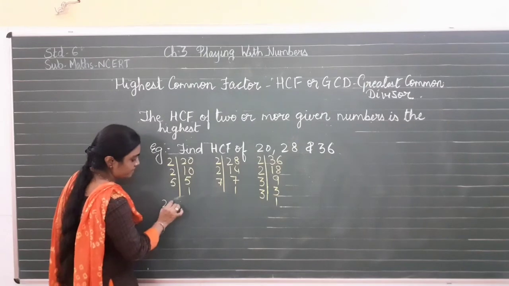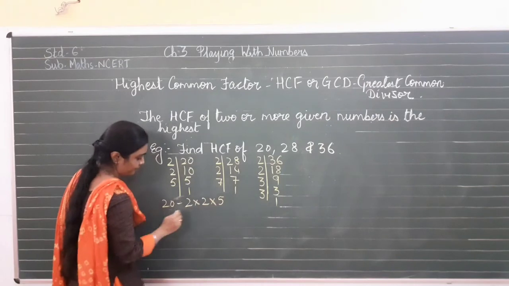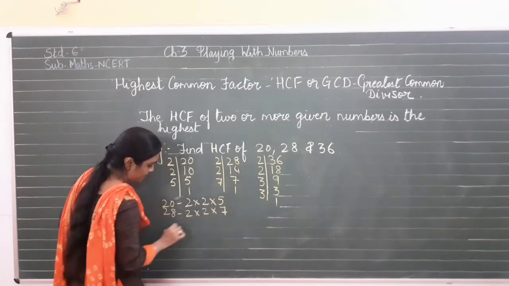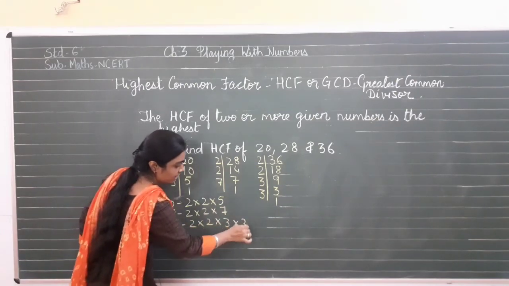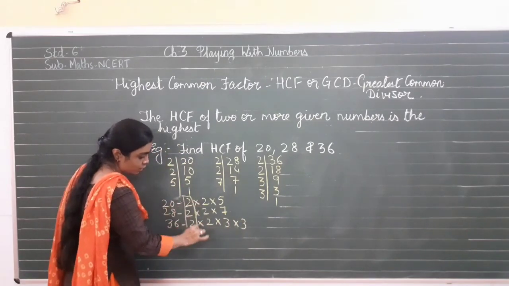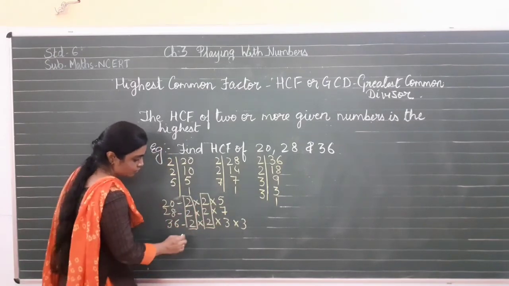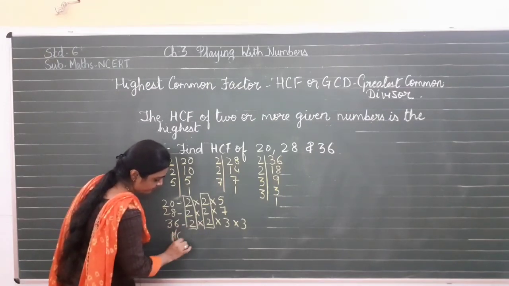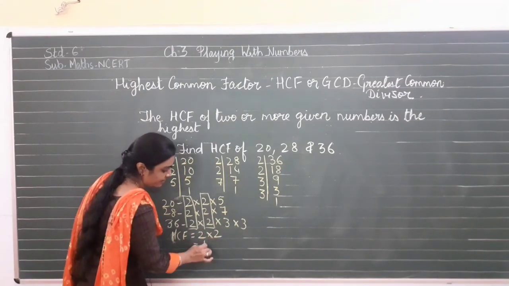Now we will write down the factors. Factors of 20 are 2 into 2 into 5, 28 is 2 into 2 into 7, and 36 is 2 into 2 into 3 into 3. Now we have to see the common numbers. The common number is 2, which occurs twice. Here also 2 is given. So the common number is 2. So HCF will be 2 into 2. So highest common factor will be 4.